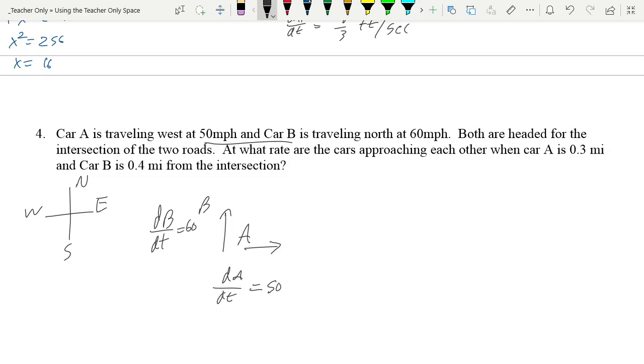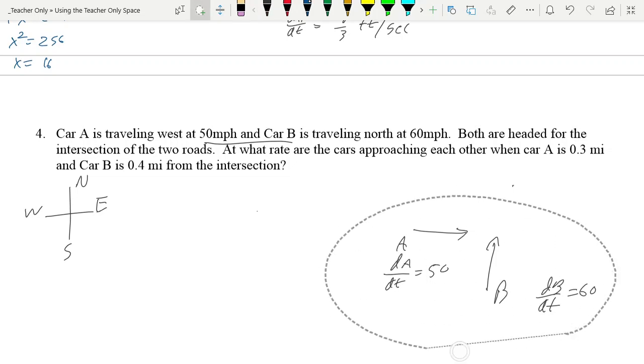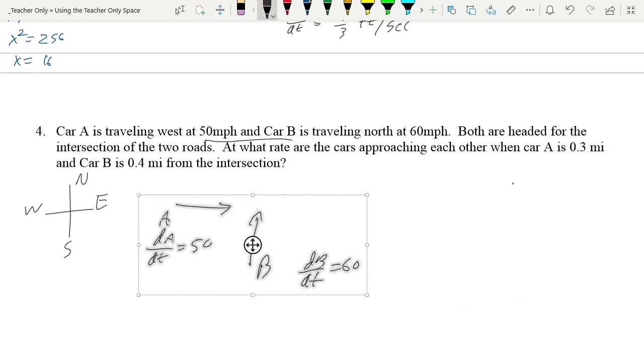Okay, so we need to adjust our picture. Here we go. Let's try this again. There's an intersection. Car B is coming up this way, right? So therefore, dB dt is equal to 60. And A is heading west. Here comes A. So dA dt is equal to 50. And see, just a quick little change in where I put the tips of my arrows describing the movement. We can now see they're heading towards each other. Okay, cool.